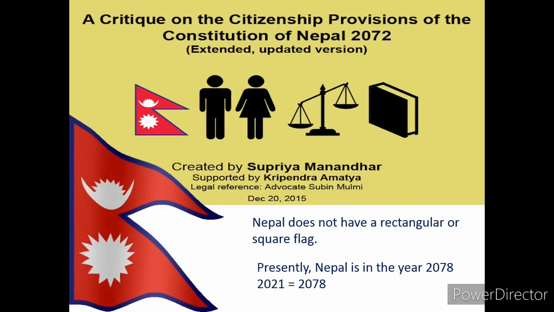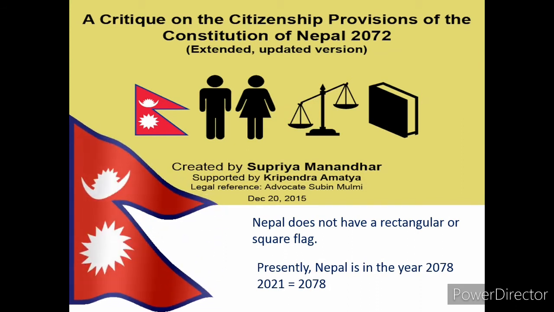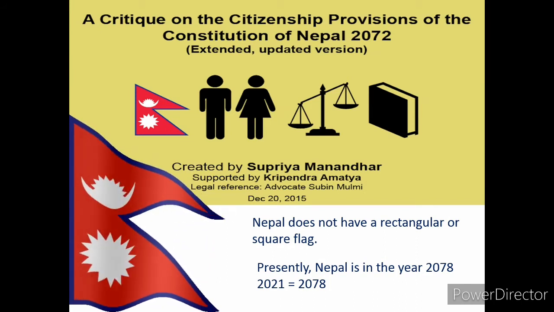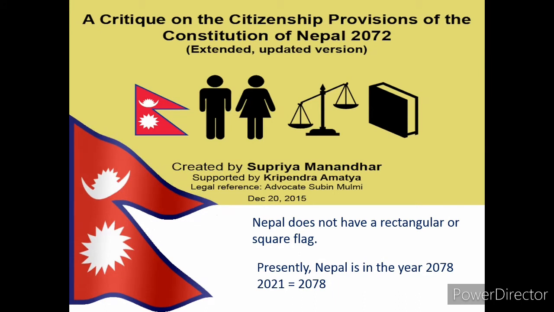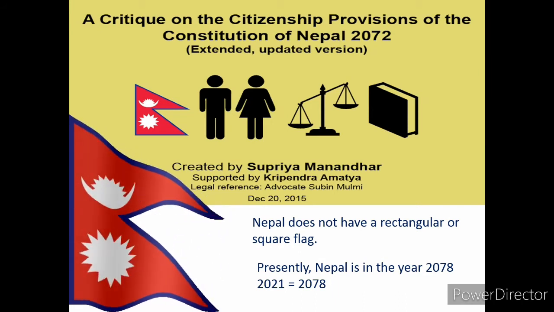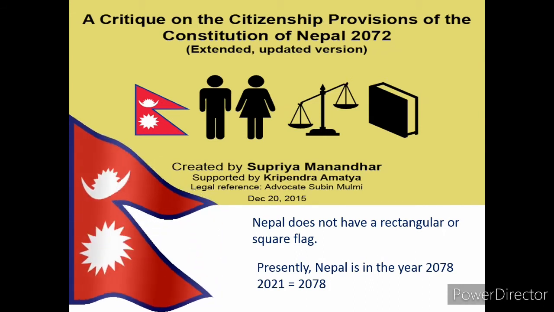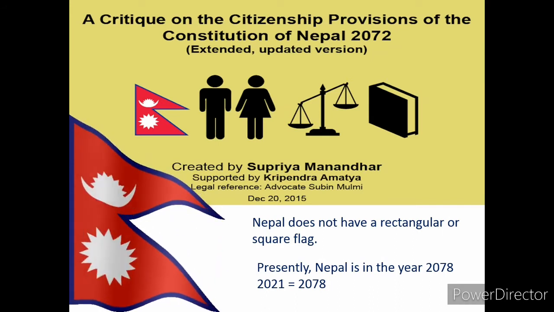An interesting trivia: Nepal is the only country that does not have a rectangular or a square flag. Its flag is a combination of two single pennons. Secondly, it follows a different calendar. Back in 2015, they were already in 2072.